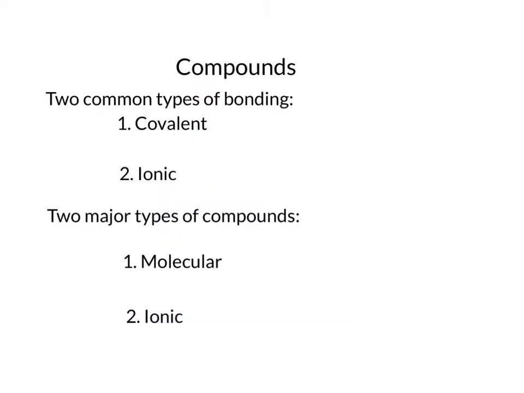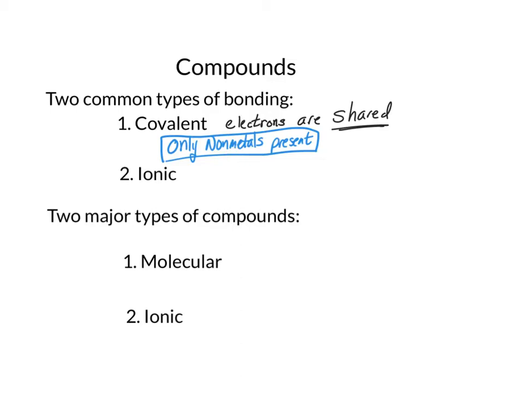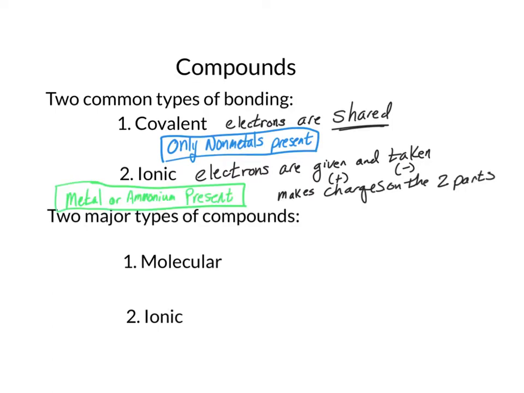To help us distinguish what type of compound we have, we need to know what type of bonding is present. There are two common types of bonding, covalent bonds and ionic bonds. Covalent bonds occur when electrons are shared, and they happen when there are nonmetals present. Ionic bonds happen when electrons are given and taken, not shared, but one gives and one takes, and these have charges, and ionic bonds will have a metal or ammonium present in their formula.